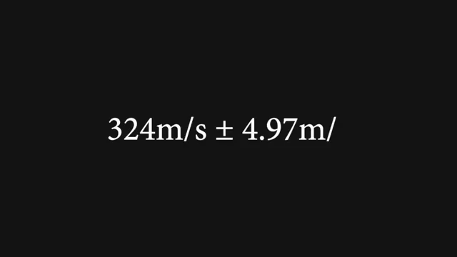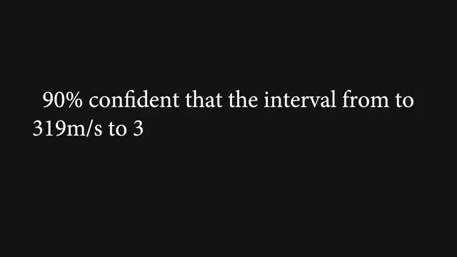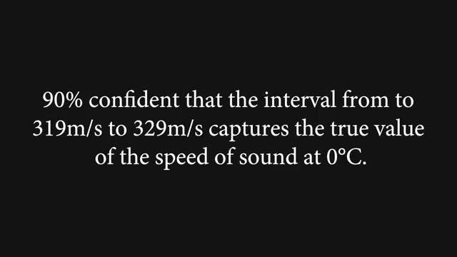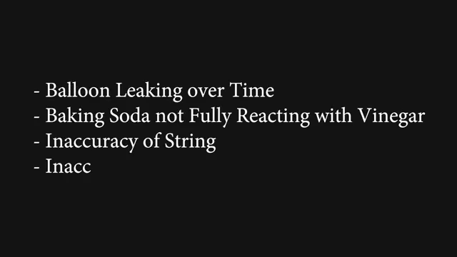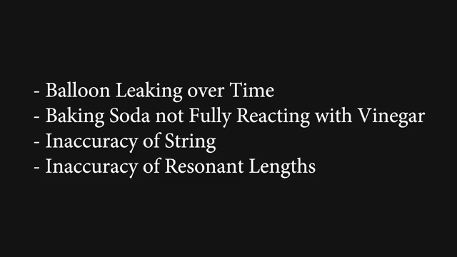Our final estimate for the speed of sound at 0 degrees is 324 meters per second plus or minus 4.97. To 3 sig figs, we are 90% confident that the interval from 319 to 329 meters per second captures the true value of the speed of sound at 0 degrees Celsius. We hypothesized the source of the error may come from the balloon leaking over time, baking soda not fully reacting with vinegar, inaccuracy of string, and inaccuracy of resonant lengths.